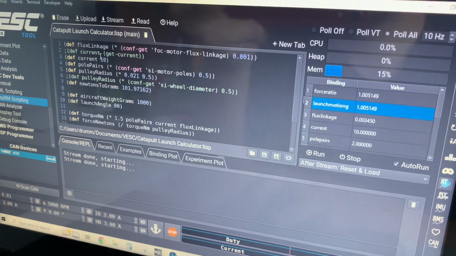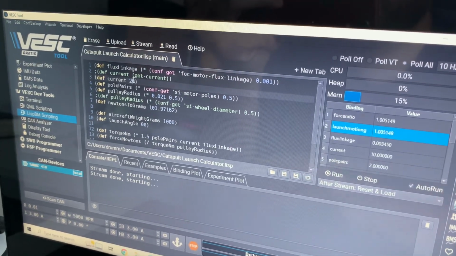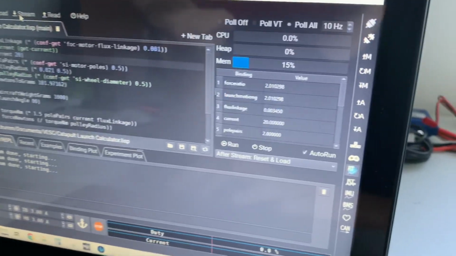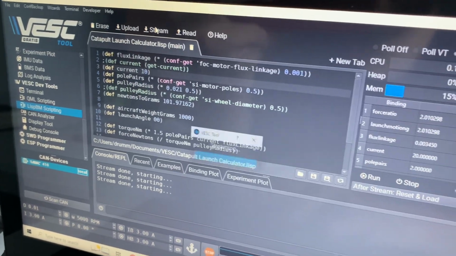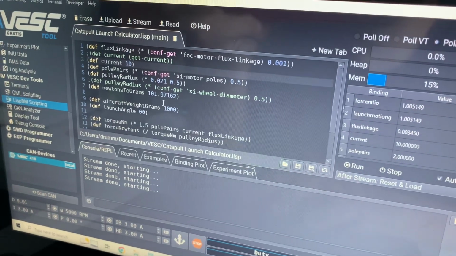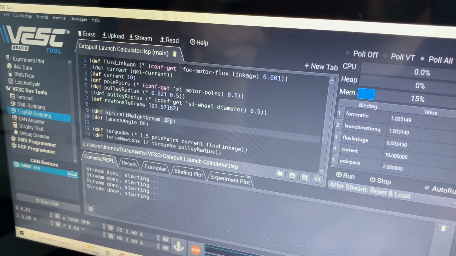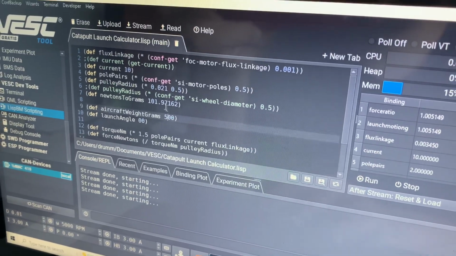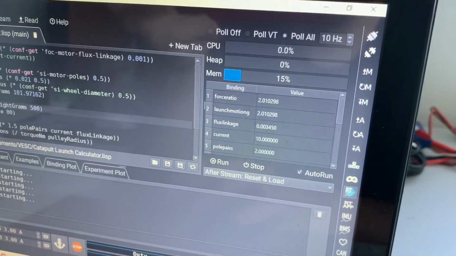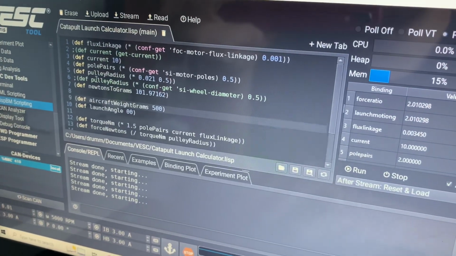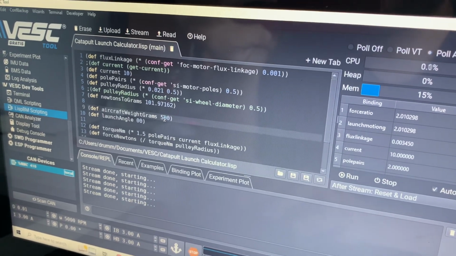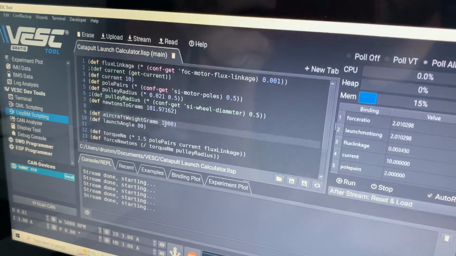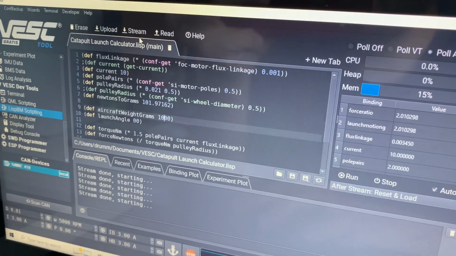If I go up to the top, and let's say I set 20 amps and stream it, you can see I get about 2 Gs. Now if I go back to 10 amps and go back to about 1 G, but then let's say I halve the weight of the aircraft to 500 grams, it should also go back up to 2 Gs, because I'm applying a 1 kilogram force to a 500 gram object, which would double the acceleration, F equals ma.